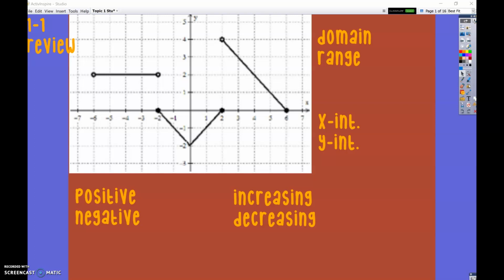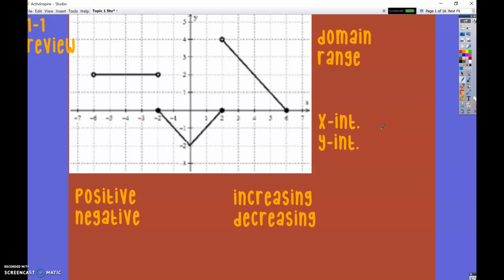So remember, domain was the set of all x values a function can have. A range was the set of all y values a function can have. X-intercepts are where the graph crosses the x-axis. There can be more than one. Y-intercepts, there should only be one, and that is where the graph crosses the y-axis.